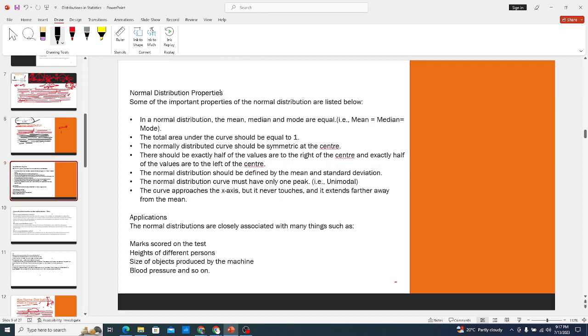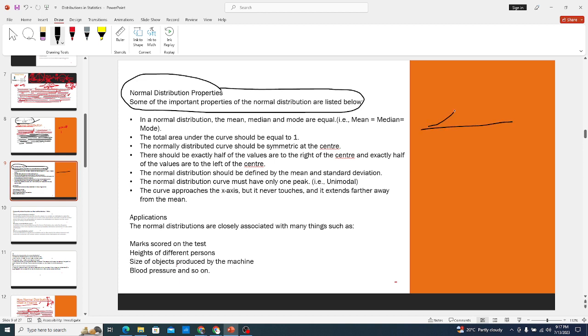So let's jump into the properties of a normal distribution. I've already given you some real life examples of the normal distribution, like the weight of students in a class, the height of students in a class, also the cut scores, and very many examples.